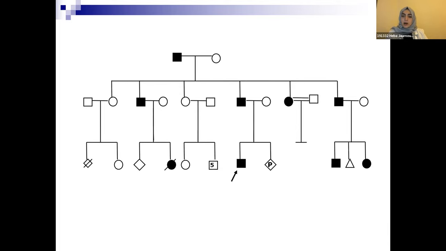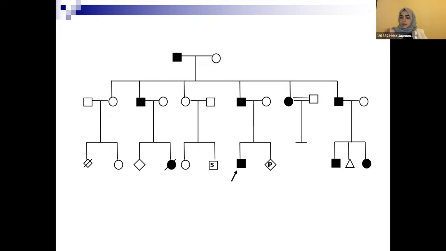Now, how do we study those patterns? How can we know the probability of this disease or defect to come in offspring? We use what we call a pedigree, or this graph. We're gonna dissect everything about this graph. We're gonna talk about every shape and what it means, every pattern of inheritance and what it could mean.